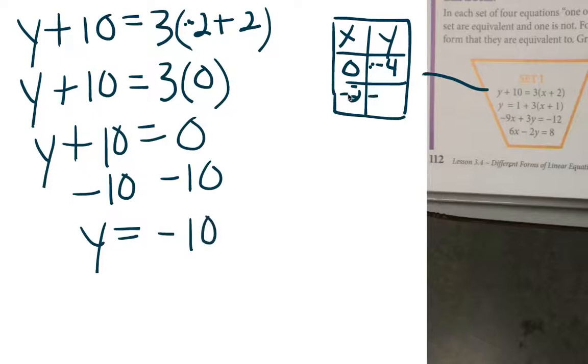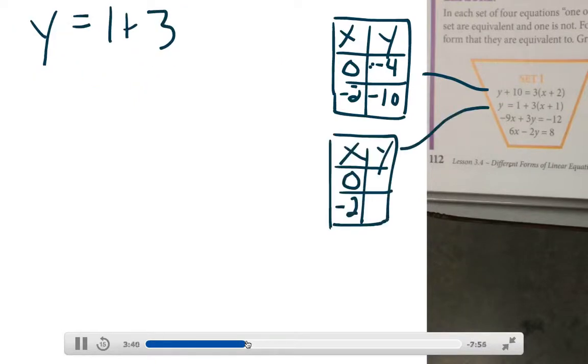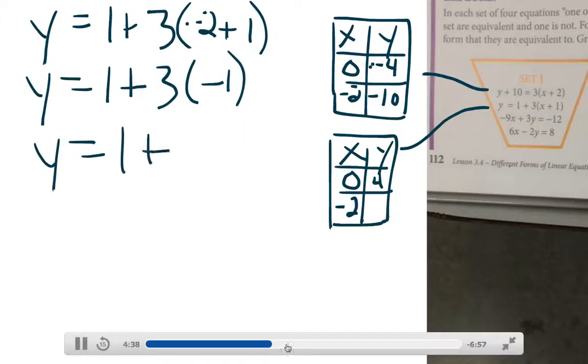So we're going to keep that table up, and now we're going to do the next equation. y equals 1 plus 3 times parentheses x plus 1. And I'm going to kind of skip forward here a little bit. We're going to put the same values of x equals 0 and x equals negative 2. So we have two things to do for each table. Here's the first one. When we put in x equals 0, we got a value of 4. When we put in x equals negative 2, we got a value of negative 2.